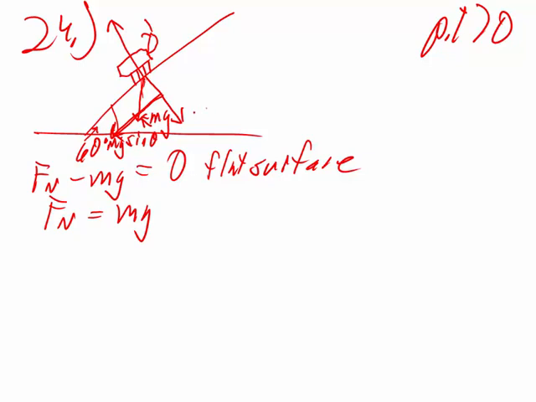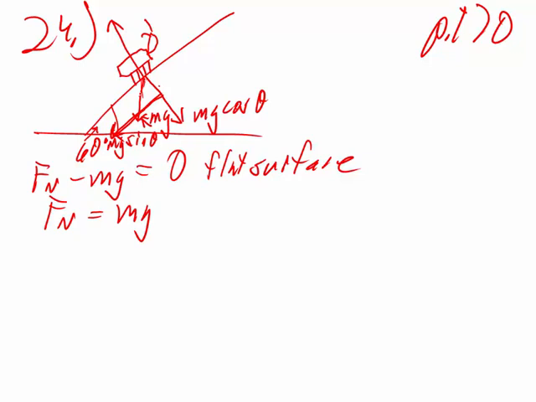Now what is this right here? This here becomes mg cosine theta. Because look, the normal force on a flat surface is that right there. Well, when it's angled, then it becomes, look, adjacent over hypotenuse is cosine. So that becomes mg cosine theta.